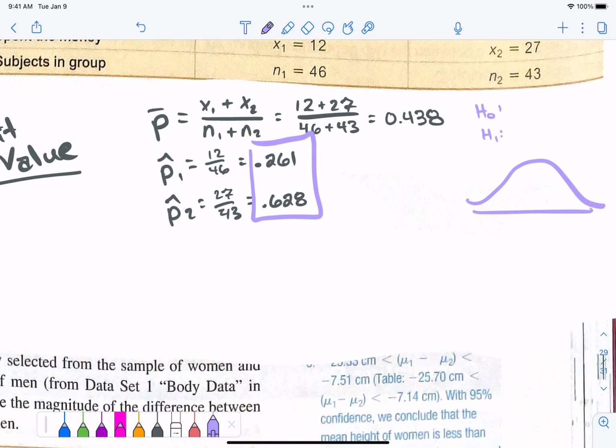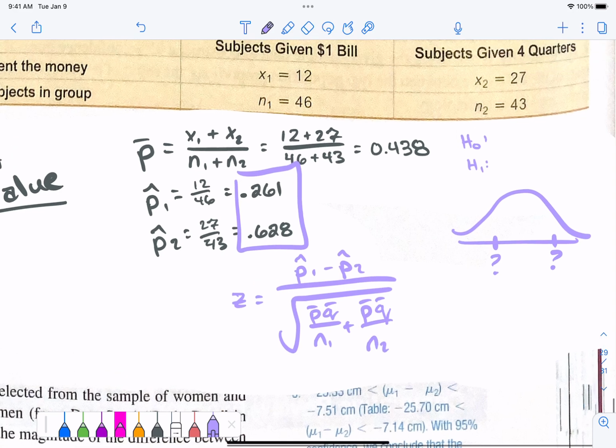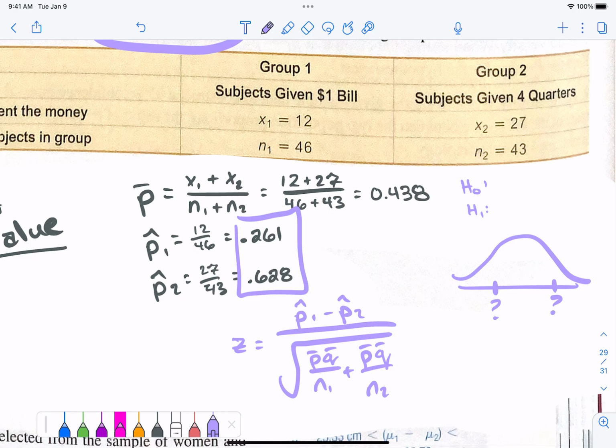All right, some of you guys have gotten this far already, but the next thing you need to calculate, you need to find where the Z is for the cutoff mark, 1.96. And then you need to find your Z, which is P hat 1 minus P hat 2 over the square root of P bar Q bar over N1 plus P bar Q bar over N2. P1 equals P2. We're claiming that they're equal, that they're spent at equal rates. So if you are struggling and not knowing what to do, at least try to calculate that big old fat formula. You've got everything that you need up above.